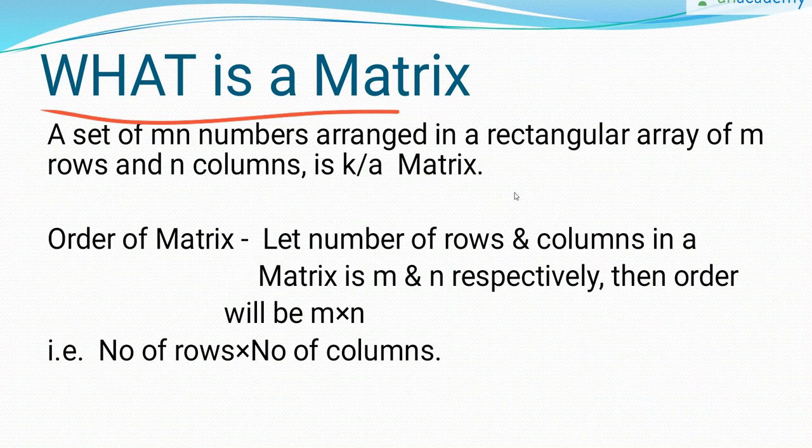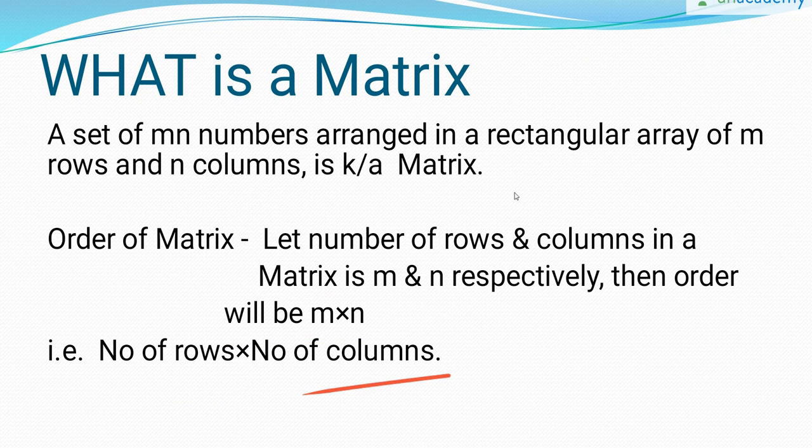So firstly, what is a matrix? A set of mn numbers arranged in a rectangular array of m rows and n columns is known as a matrix. So what will be the order of a matrix? If there are m rows and n columns respectively, then the order will be m cross n, that is number of rows multiplied by number of columns.